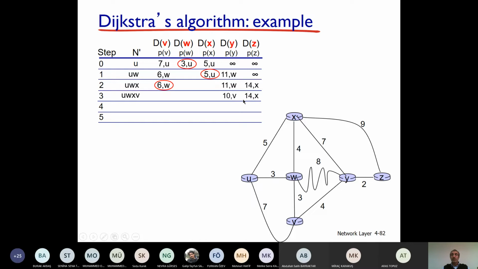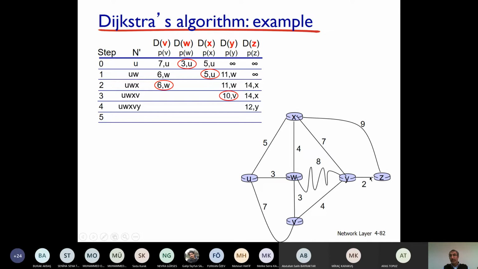Now among these two, which one is the minimum? Of course, this 10 one, right? 10 is less than 14. And then we add the node y to the n prime set. And then what we have left is a new path through the y, right? How can we do that? It is 3 plus 3 plus 4, and then plus 2, which is equal to 12.